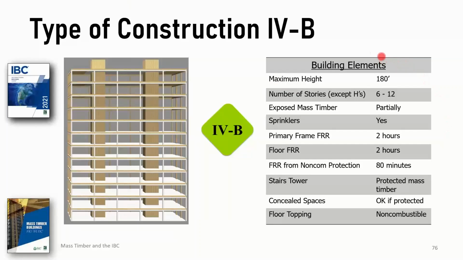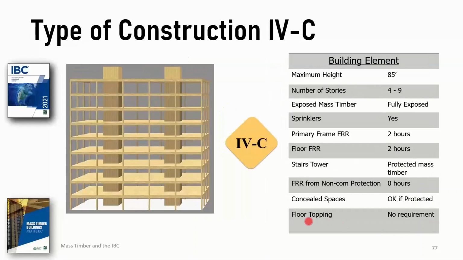So you can kind of look this over at your leisure. It just tops out at 12 stories for certain occupancies, not all. Partially exposed mass timber and those limits we discussed. Stair towers, because it's up to 12 stories, can be mass timber, but must be protected with non-combustible materials. And floor topping, yes. Type 4C, maximum height of 85 feet, same as traditional heavy timber. Fully exposed, except in concealed spaces, okay, protected. And shafts have to be protected mass timber, and shafts and so forth.